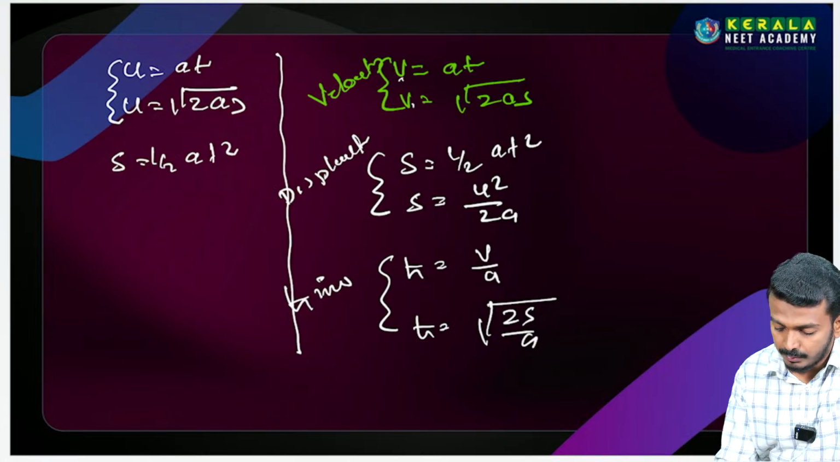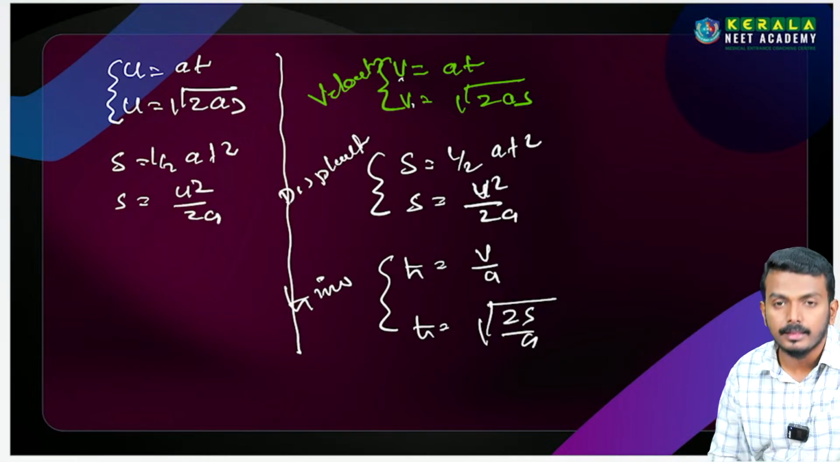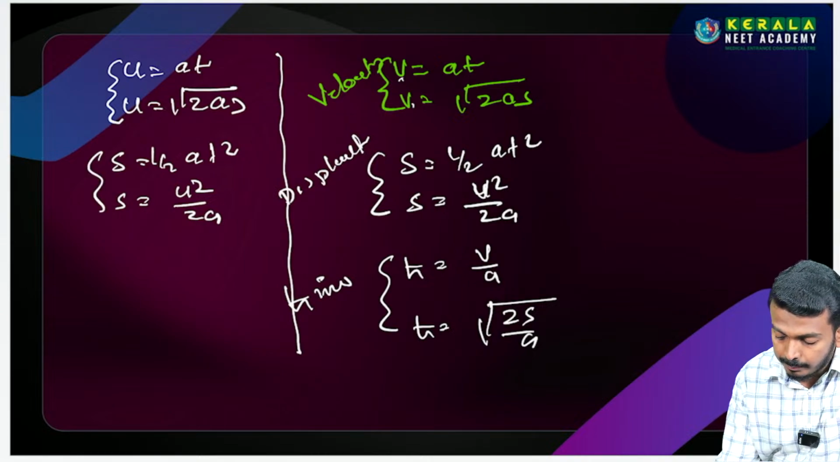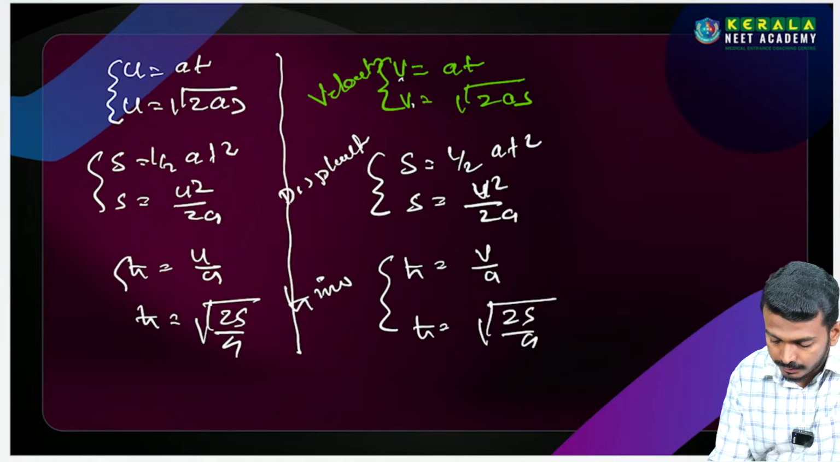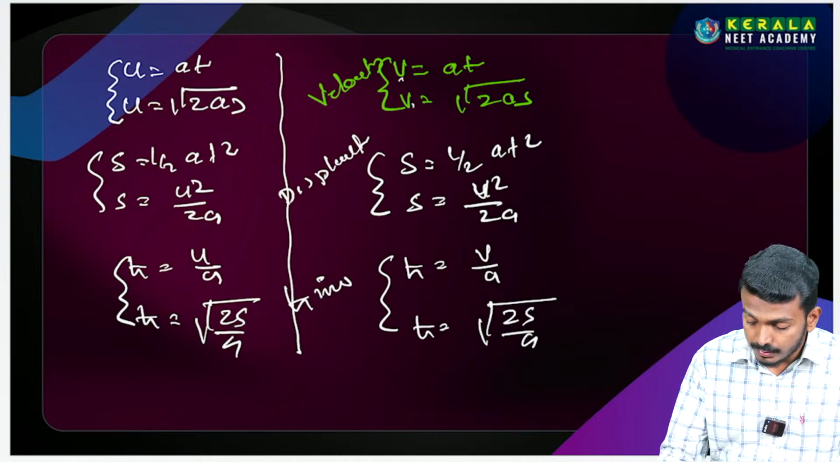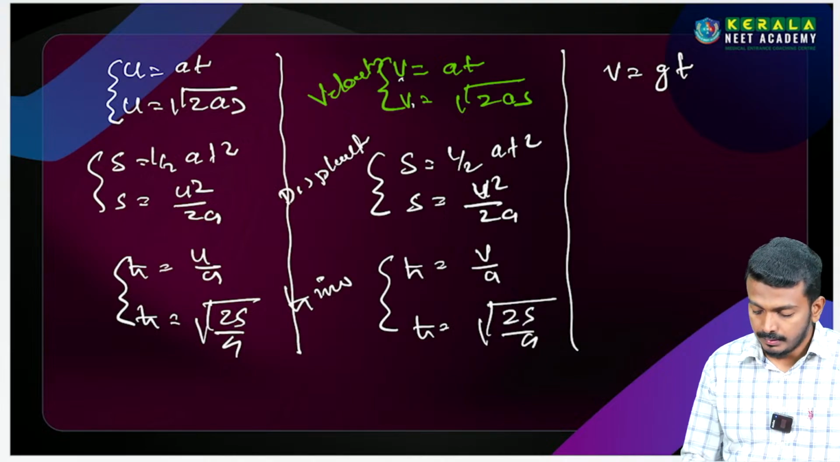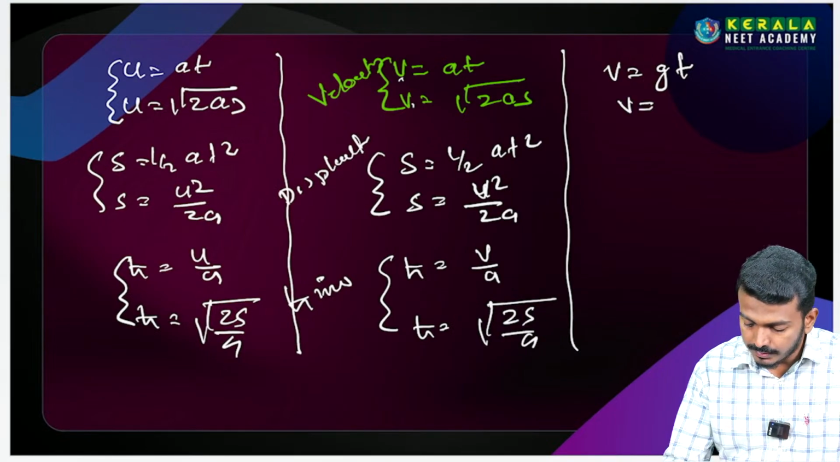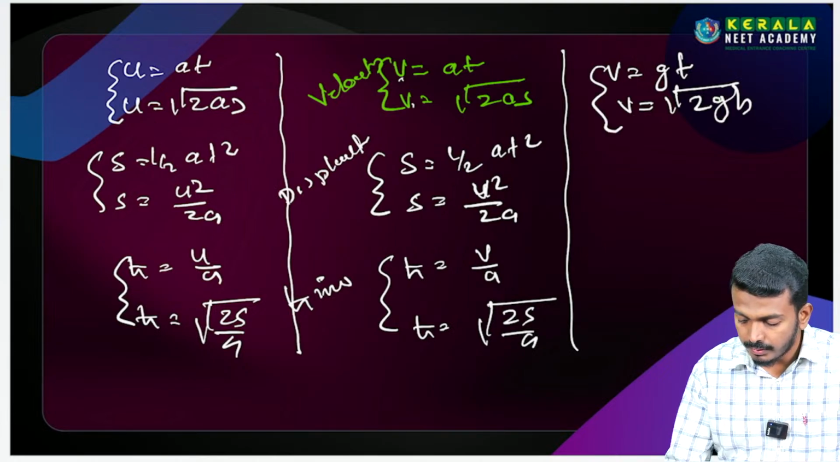Then next, s is equal to u square divided by 2a. Same, taking the time pair, time t is equal to u by a. Time t is equal to root of 2s by a. This is the time pair. Okay. Anyway, in motion under gravity situations it is very, very simple. What equations can you write? v is equal to gt, or v is equal to root of 2gh. Okay. This is the velocity pair.